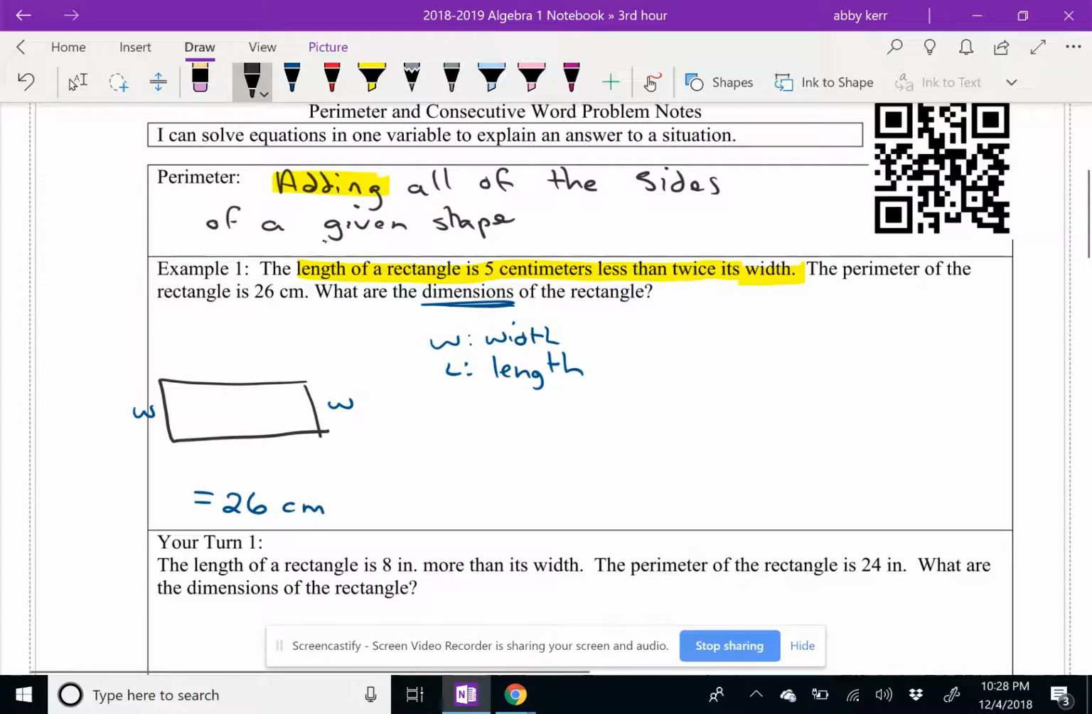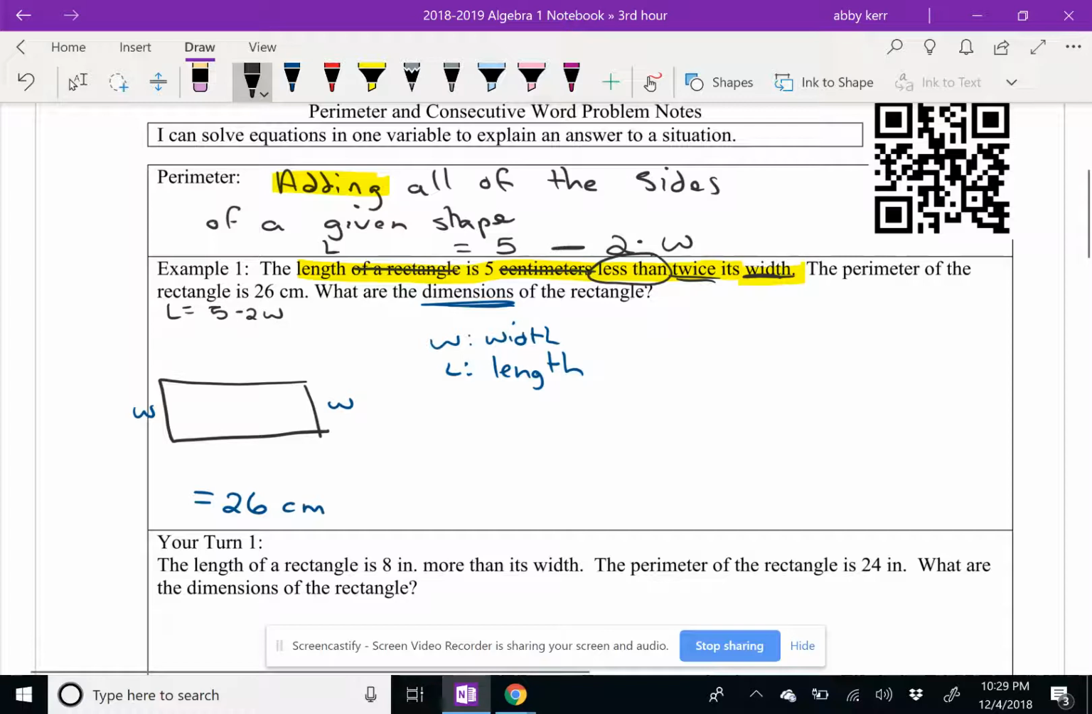So we know that length is going to be our L. We don't care about that part. We already have the rectangle drawn. The word is translates to the equal. We already know 5. We don't really need to know the centimeters right now. Eventually we will. But then these two words, less than. Less than in this case means minus. Then we have twice, which is 2 times. And then once again, we don't know the width. So right now we have L equals 5 minus 2W.